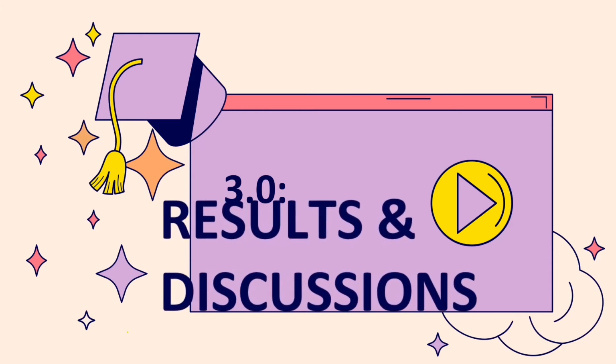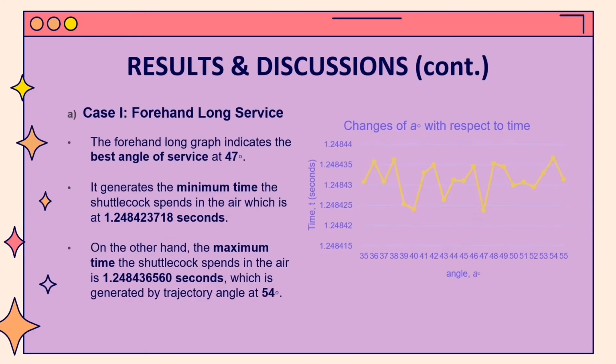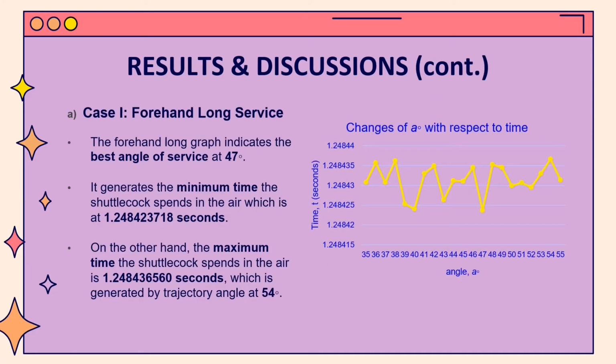Results and discussion. Type of starting service that will minimize the time the shuttlecock spends in the air. Case 1, forehand long service. The graph indicates that the best angle of service is at 47 degrees with a minimum time of 1.248423718 seconds. On the other hand, the maximum time the shuttlecock spends in the air is 1.248436560 seconds, which is generated by trajectory angle at 54 degrees.